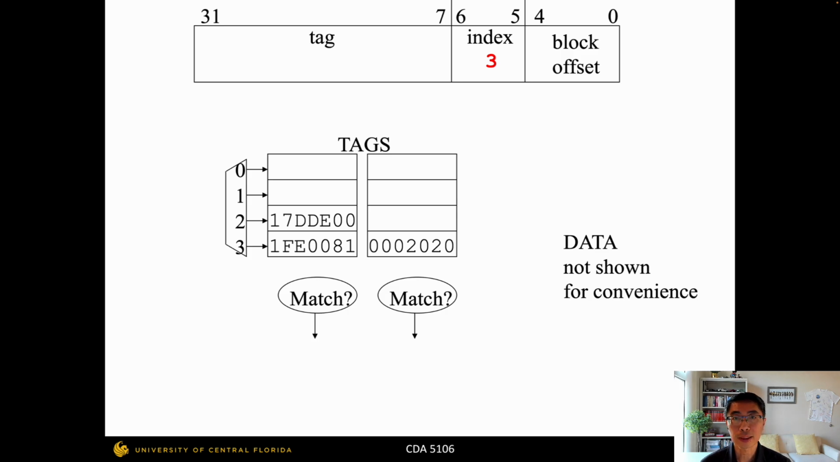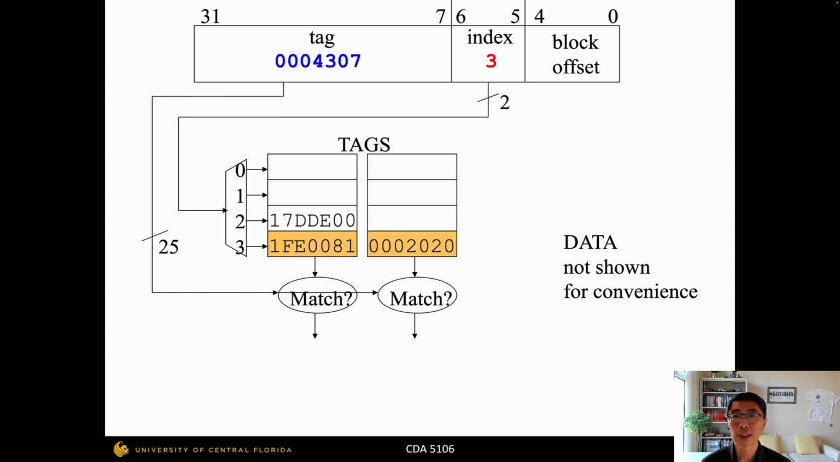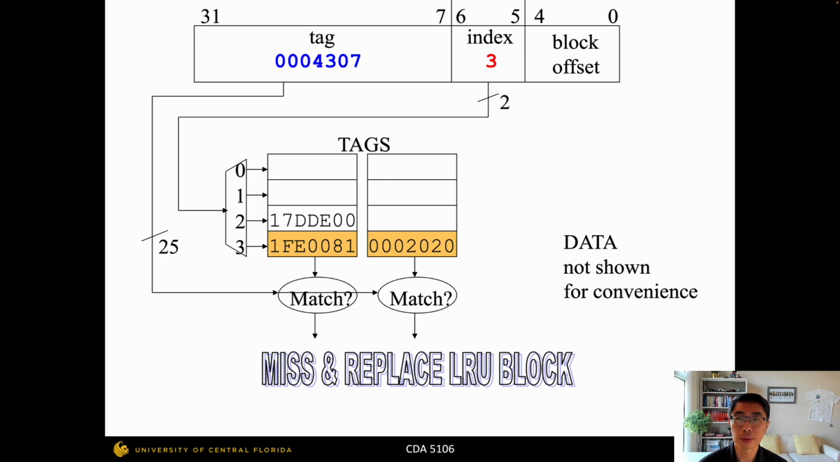The next access is to index 3, so we read them out again, and we want to access tag 00043007. In this case, it turns out that we don't have the tag currently, so that means it's a cache miss. But notice that in this case, we have to replace one of the blocks, and the decision has to be made by the cache replacement policy. If the replacement policy is LRU, we have to figure out which block is least recently used. Since the least recently used is the one in the first way, we replace that block with a new block.